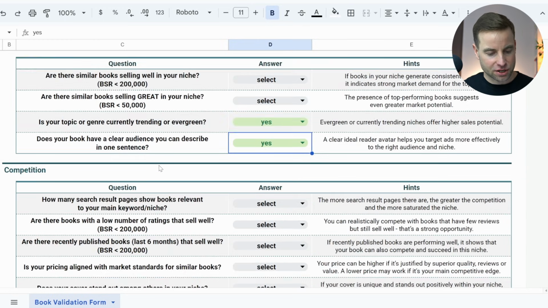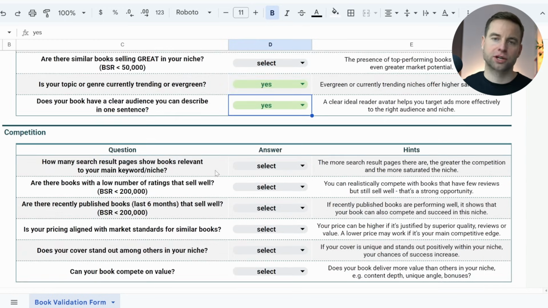And the last section is competition. So we have to make sure that we have real chances to compete. You may look at your niche and, for example, check if there are books with a low number of reviews and ratings that are selling well, or if there are any books that were published recently, for example in the last 6 months, that are selling well. Because if they are selling well, it means that you can sell as well.